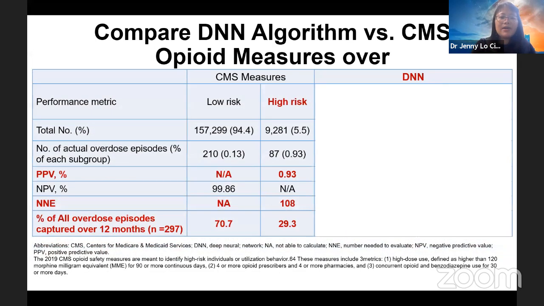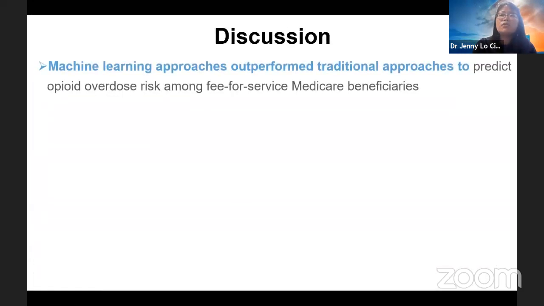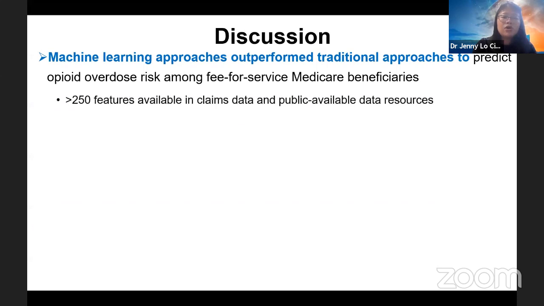Okay, so we also compared our algorithm with the standard currently practiced and used by the Centers for Medicare and Medicaid Services in the US. If we use their rule over 1 year, they capture about 30%. But with our algorithm, if we use the top 5 percentile as high risk, we can actually capture 90%. So this is a great improvement. The machine learning approach outperforms the traditional approach in predicting opioid risk among fee-for-service Medicare beneficiaries.